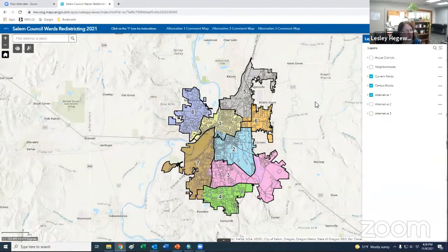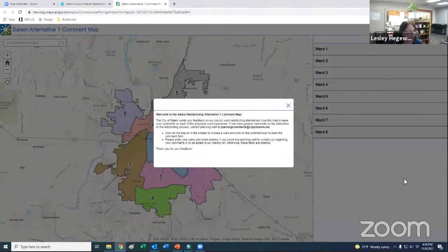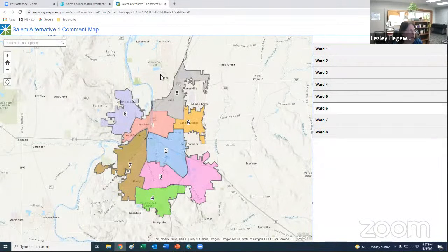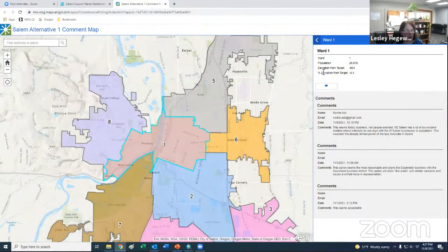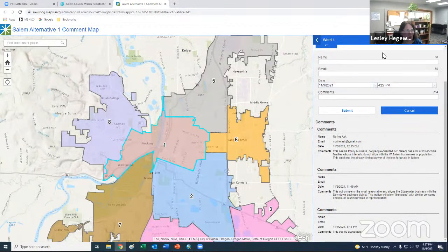So yes, this is one of the most important things about this map, that there is a comment feature, and at the top of the screen there are 3 links for each alternative's comment map. So you just click on the link and it'll open up the comment map for that alternative. There's some little instructions there. And so you have a map, and then on the sidebar, you can either click on the map or you can click a ward number in the sidebar here. And it will open up and give you some information about this. This is Ward 1, so it gives you the population and the deviation information. And you can hit this comment box and a form will pop up and you can just fill out that form and submit your comment.